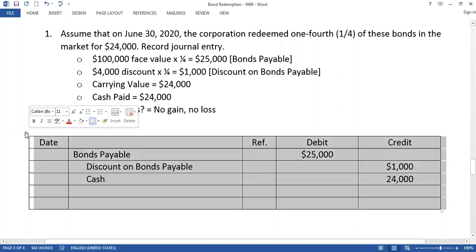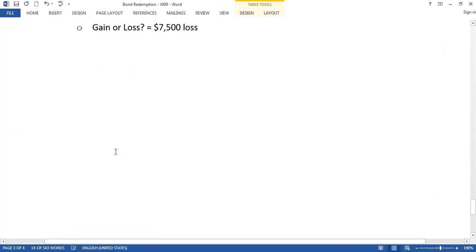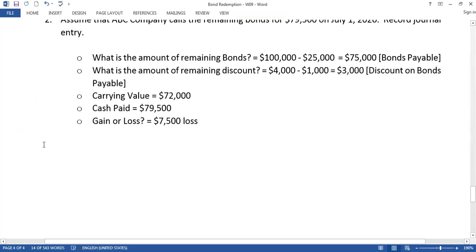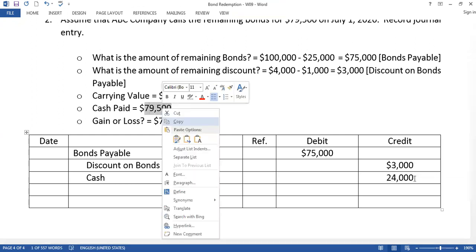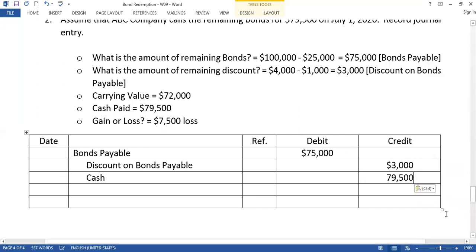Now, if we record the journal entry, bonds payable is debit $75,000. Discount on bonds payable credit $3,000. Clear? We paid cash, $79,500 cash paid. So we have a loss, and loss is debit.